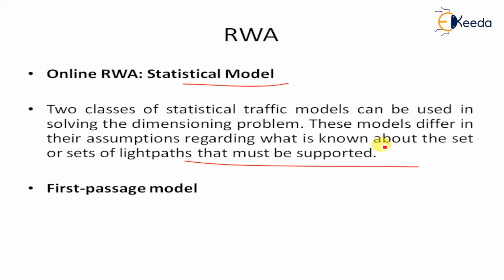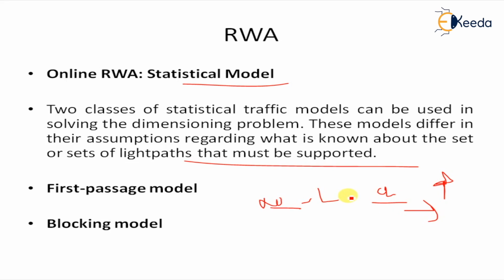First is the first passage model. In this model, the network is assumed to start with no light paths, and light paths arrive randomly according to the statistical model and have to be set up on the optical layer. Some of the light paths may depart as well, but it assumes that the average number of light paths will keep increasing and eventually the network will have to reject certain light path requests.